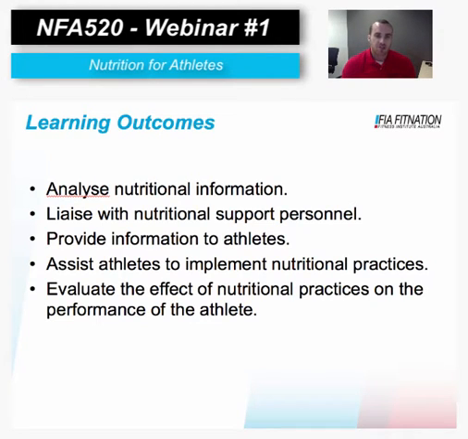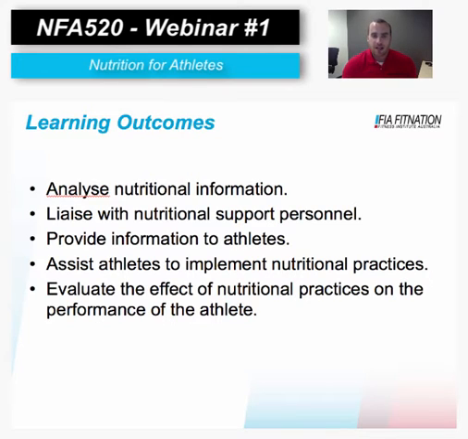So on this slide here, you can see there are 5 different learning outcomes that are part of this unit of competency. First up, we need to analyse nutritional information. That obviously takes on a variety of different aspects. So it can be analysing the diet itself, but it can also be analysing sources of nutritional information. Obviously, nutrition is a component of the fitness industry that is constantly changing. It's a component of the industry that is constantly providing conflicting evidence, and we as professionals that are going to be providing nutritional information to clients and to athletes need to be able to critique this and provide the information that's most appropriate for our client.